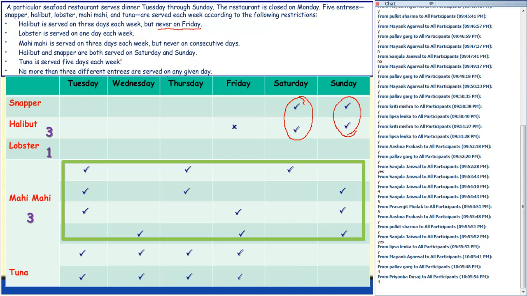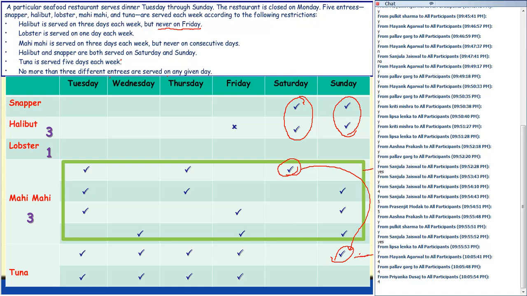Now, so I'll make 2 possibilities here. Okay. Now I'll take tuna on Sunday when I take mahi mahi on Saturday. Remember, when I take mahi mahi on Saturday, then I'll take tuna on Sunday. You can see the moment I'm taking mahi mahi on Saturday, now there are 3 different items on the Saturday. Okay, so tuna cannot be served on Saturday. So tuna has to be served on Sunday here. So these 2 cases are interrelated here.